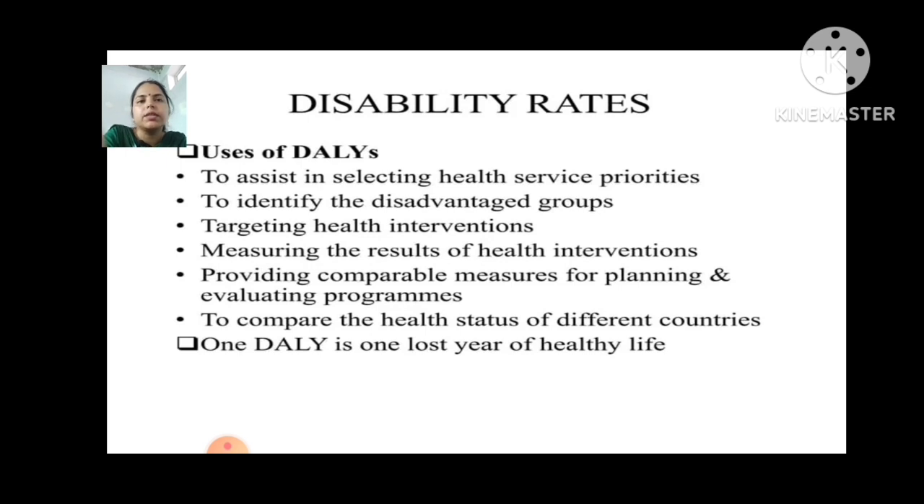Uses of DALYs. They are used to assist in selecting health services priorities, to identify the disadvantaged groups, targeting health interventions, measuring the result of health interventions, providing comparable measures for planning and evaluating programs, and to compare the health status of different countries. One DALY is one lost year of healthy life.